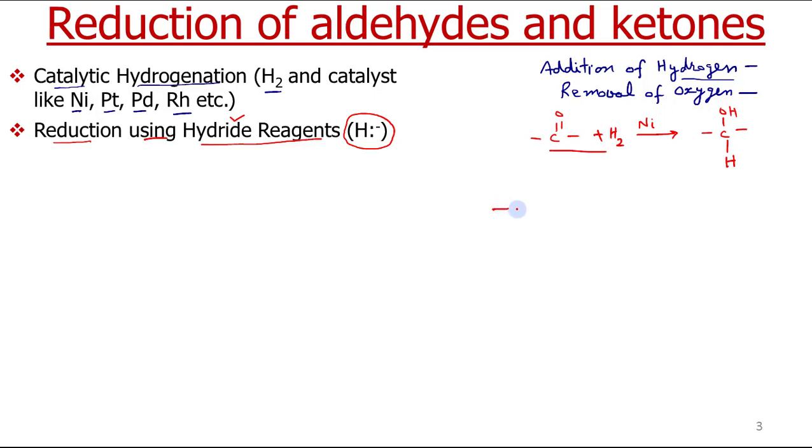If we look at the structure of carbonyl, C double bond O, we can see that oxygen, being more electronegative, will have a partial negative charge, and carbon, being less electronegative, will have a partial positive charge. Now H negative contains a negative charge, that means it is a nucleophile. This nucleophile will attack this carbonyl. I will discuss this mechanism in my next slide, how this adds to the carbonyl compound.